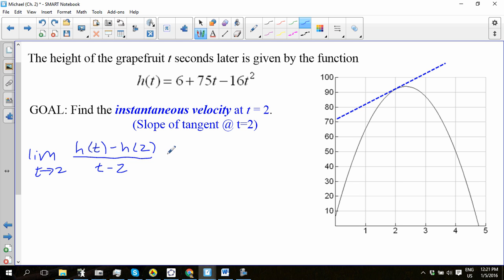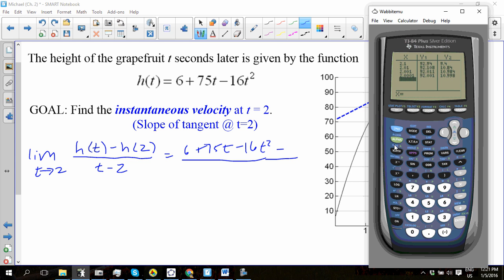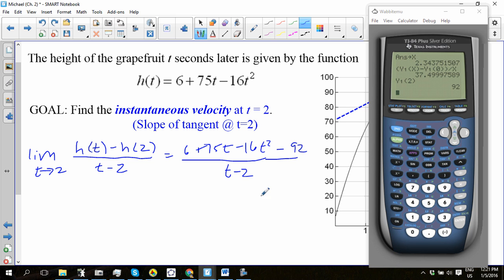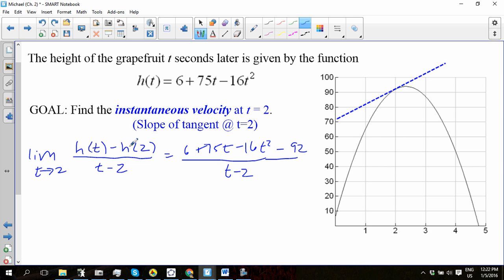Okay, so, well, we've got h of t is 6 plus 75t minus 16t squared. And h of 2 is, let's see, what is h of 2? Y1 of 2, 92. So minus 92, over t minus 2. And the limit of this as t approaches 2.